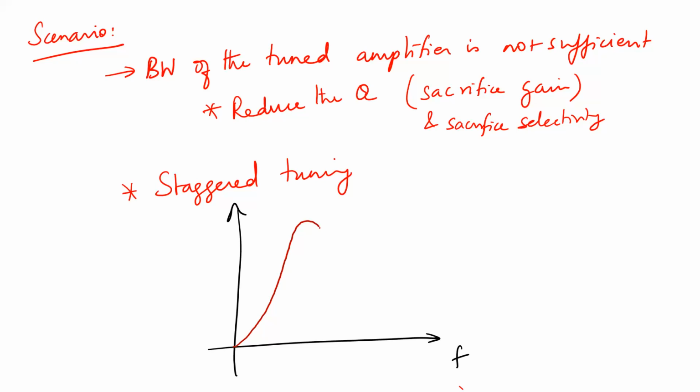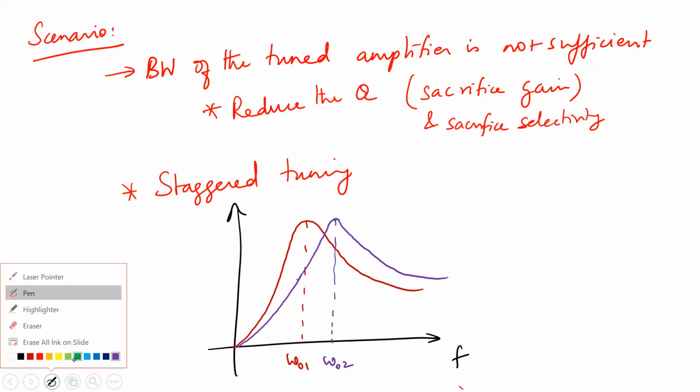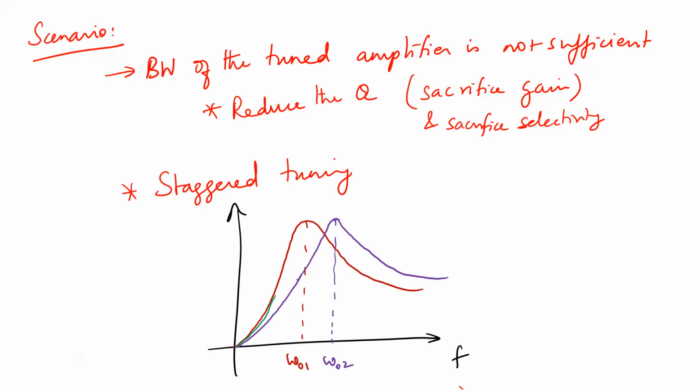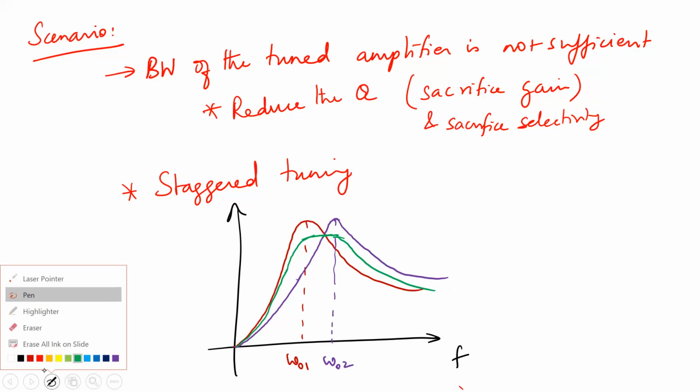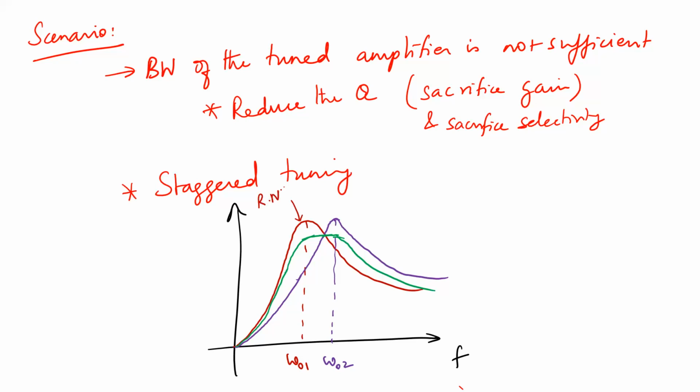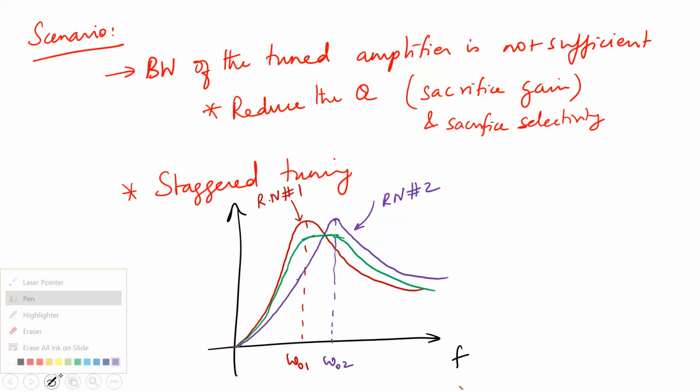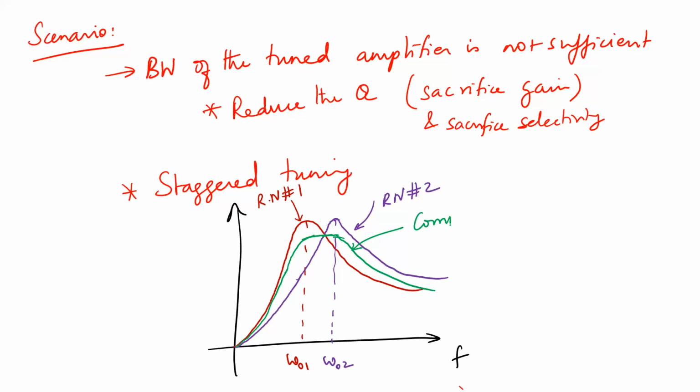Let me illustrate what that is. Let's say my first network is tuned like this, omega naught 1, and my second network is tuned slightly away, like this, omega naught 2. Now the overall response is going to look something like this. Let me say that this is resonant network 1, and this is resonant network 2, and the composite response is given by this. What I have done is flatten the top while retaining the slopes.